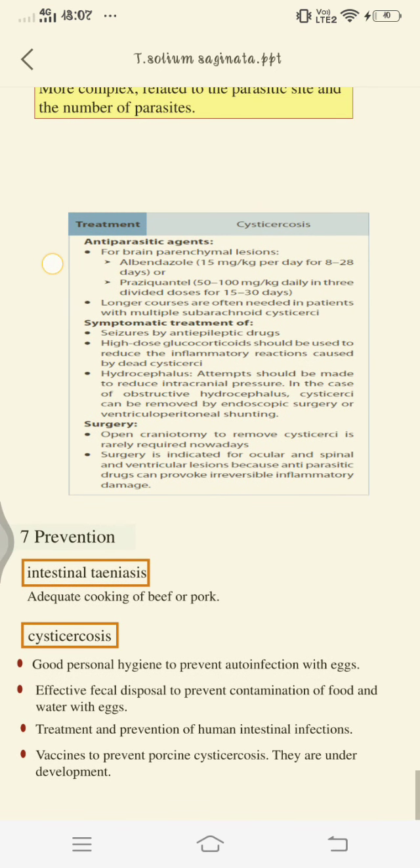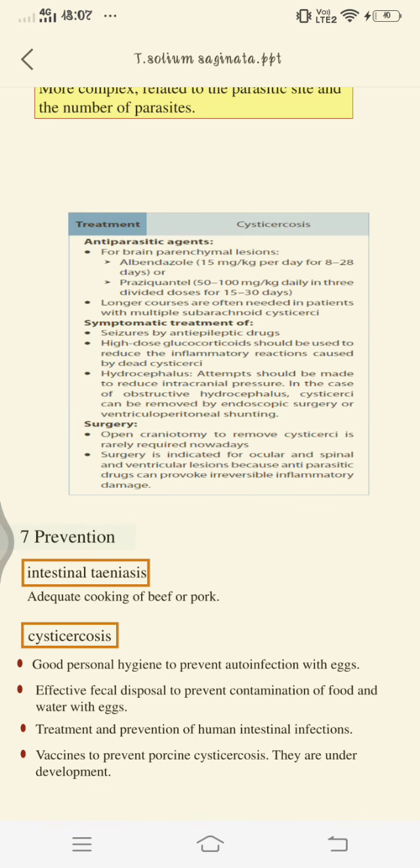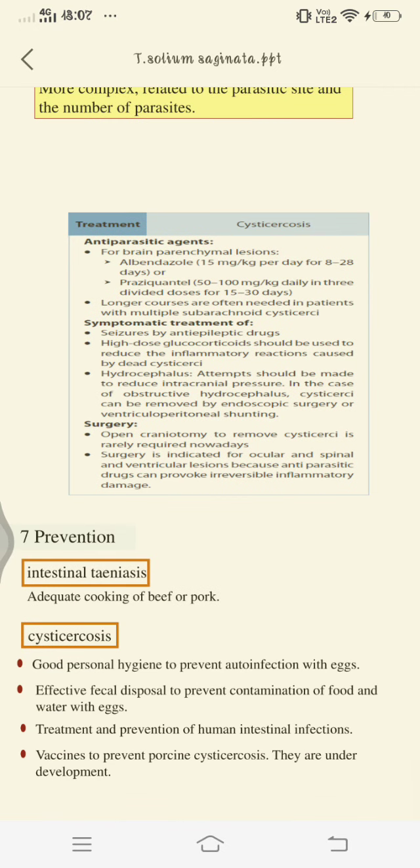And prevention: for intestinal infection, adequate cooking, and for cysticercosis, good hygiene, of course, and effective fecal disposal to prevent contamination of food and water with eggs. Treatment and prevention of human intestinal infections. Vaccines to prevent porcine cysticercosis are under development. Sometimes if we give the vaccine directly to the pig, then it may also not affect us, because it's the main source of the problem. So this is all about Taenia solium and saginata.